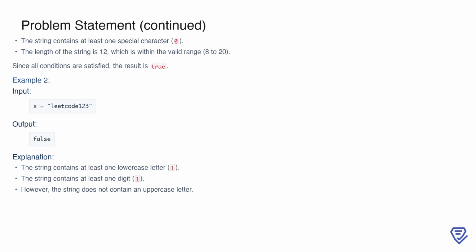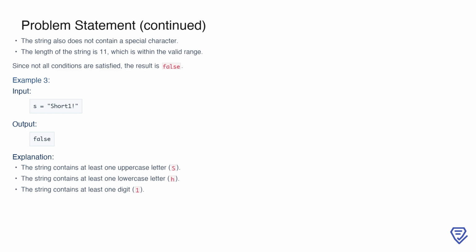Let's take a look at another example. If the input string is s equals leetcode123, the output would be false. While this string does include at least one lowercase letter, such as the l, and at least one digit, like the 1, it fails to meet two critical criteria. Specifically, the string does not contain any uppercase letters, and it also lacks a special character. Although the length of the string, which is 11, is valid, the absence of these other required elements means that not all conditions are satisfied, so the result is false.